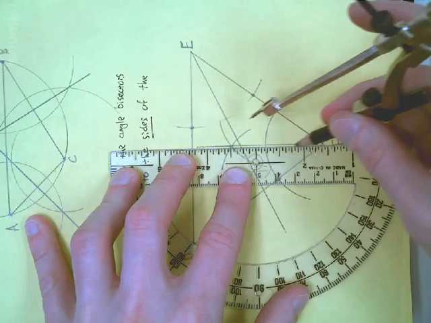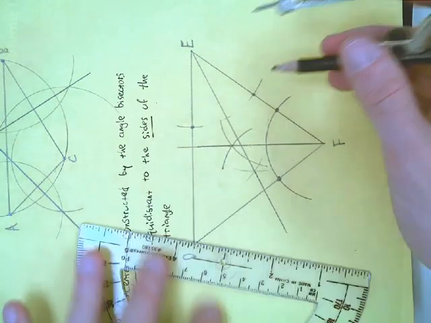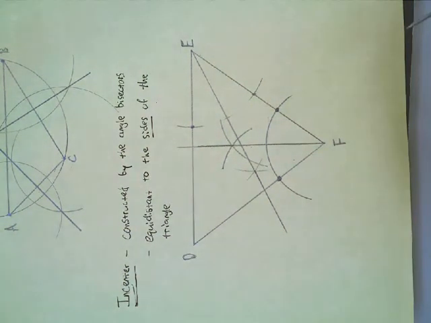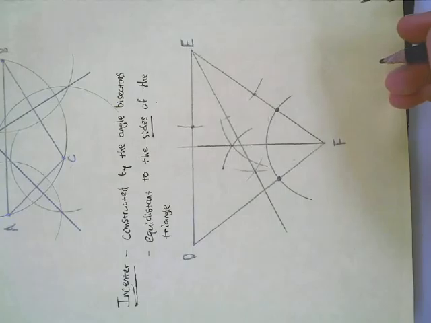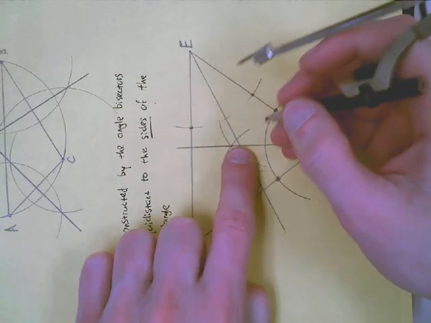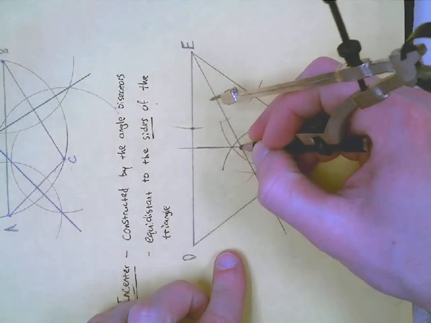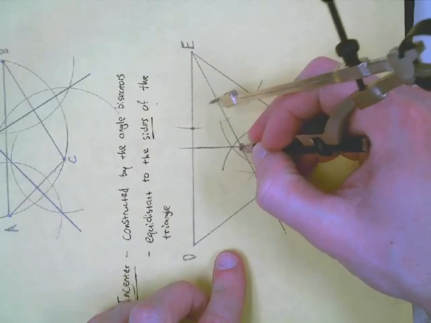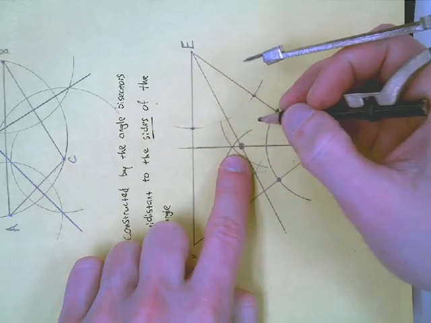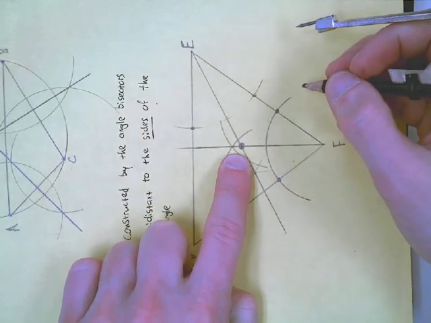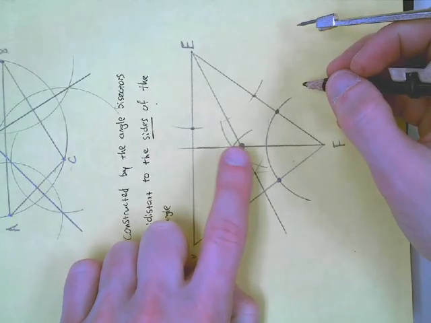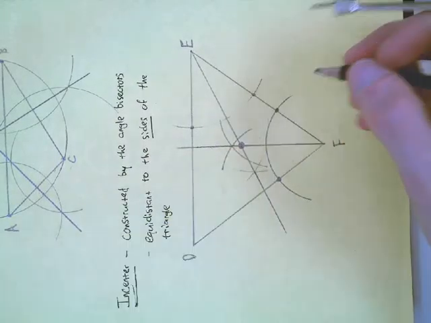Okay, and notice our two angle bisectors intersect right there. So there's the incenter. We don't need to do a third one. If you want to do a third one, you can, but there's where our incenter is. Where those two angle bisectors intersect, there's the incenter right there. All right, so I'll turn my paper back.